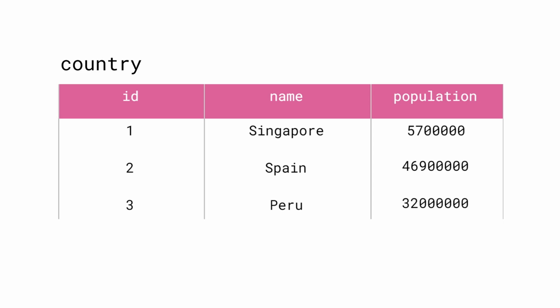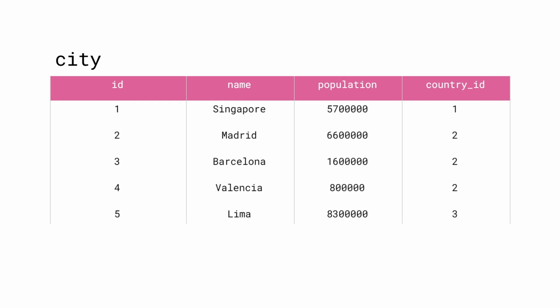Let's take a look at two simple tables. The first one is named country and contains a few countries from around the world. It only has three columns: ID, name and population. For instance, the country with ID 1 is Singapore and has a population of 5.7 million. The second table is named city and contains four columns: ID, name, population and country ID. For instance, the city with ID 2 is Madrid, has a population of 6.6 million, and has a country ID of 2, which points to the table country.